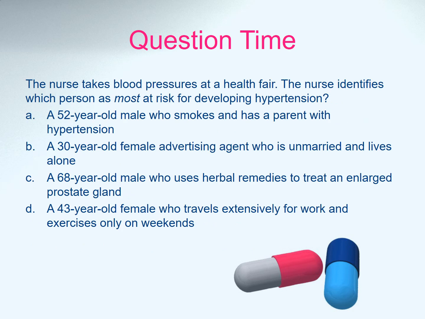A patient takes a blood pressure at a health fair. The nurse identifies that the person is most at risk for developing hypertension. A 52-year-old male who smokes and has a parent with hypertension, a 32-year-old female advertising agent who is unmarried and lives alone, a 68-year-old male who uses herbal remedies to treat an enlarged prostate, and a 43-year-old female who travels extensively for work and exercises only on weekends.